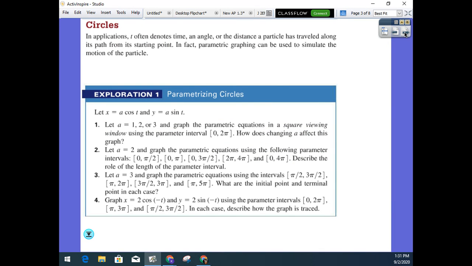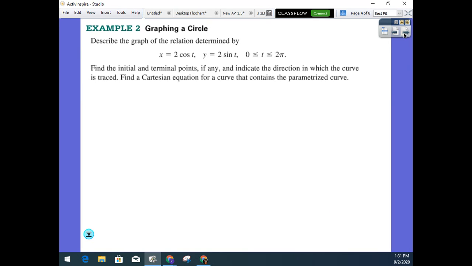So we're not going to do the activity, but this is going to show us what circles look like with parameters. The most important thing to always start with is the interval that you're given. Always circle it, write it down, pay attention, because if you do anything outside of that, you're going to miss points.